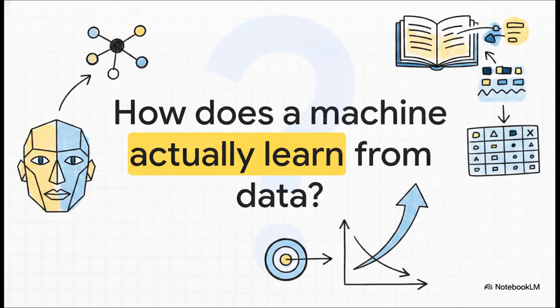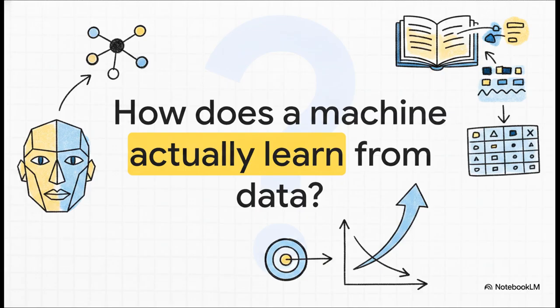It's kind of the core question of our era, isn't it? When a computer learns to recognize a human face or, say, translate an entire novel from English to Japanese, what is actually happening inside the machine? Well, it isn't magic, and it definitely isn't a human brain. It is, fundamentally, a mathematical optimization problem.